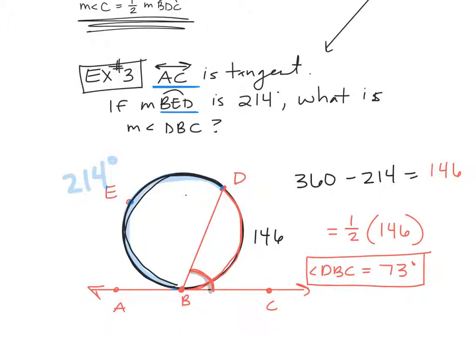Does anyone see a different way you could have done it? Because there is another way you could do it. Sam? You could cut 214 in half and then 180 minus whatever that is. Right, so this is a straight line down here. So if we cut this 214 in half, that would be 107 for this angle. And then those two form a straight line, which is 180. So you could have done 180 minus 107 also.